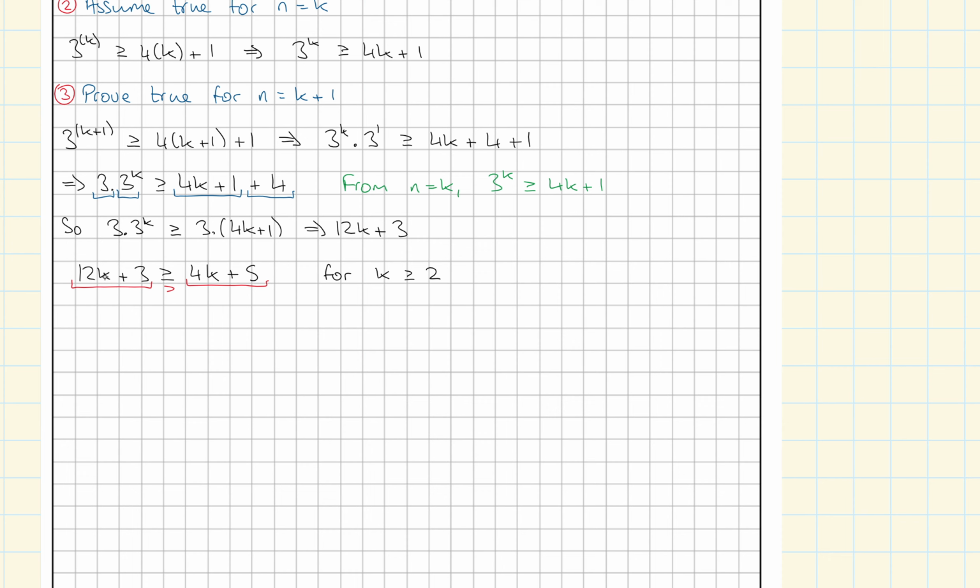So 12 by 1 will give you 12, and 3 is 15, greater than or equal to 4 ones are 4, plus 5 is 9. So 15 is greater than 9. So just here we have 12 times 2, so that's 27.